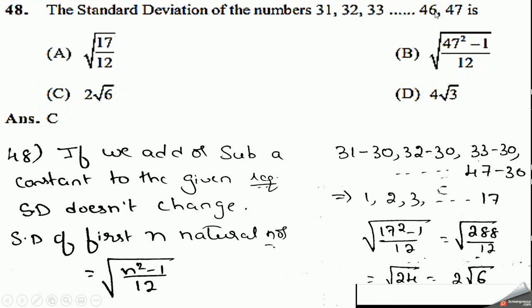So just to simplify this, I'm going to subtract 30 from each term. When I subtract 30 from each term, the new sequence I'm going to get is 1, 2, 3 up to 17. So first 17 natural numbers, n value is 17. Substitute, you are going to get the answer as 2 root 6. Option C is the answer.